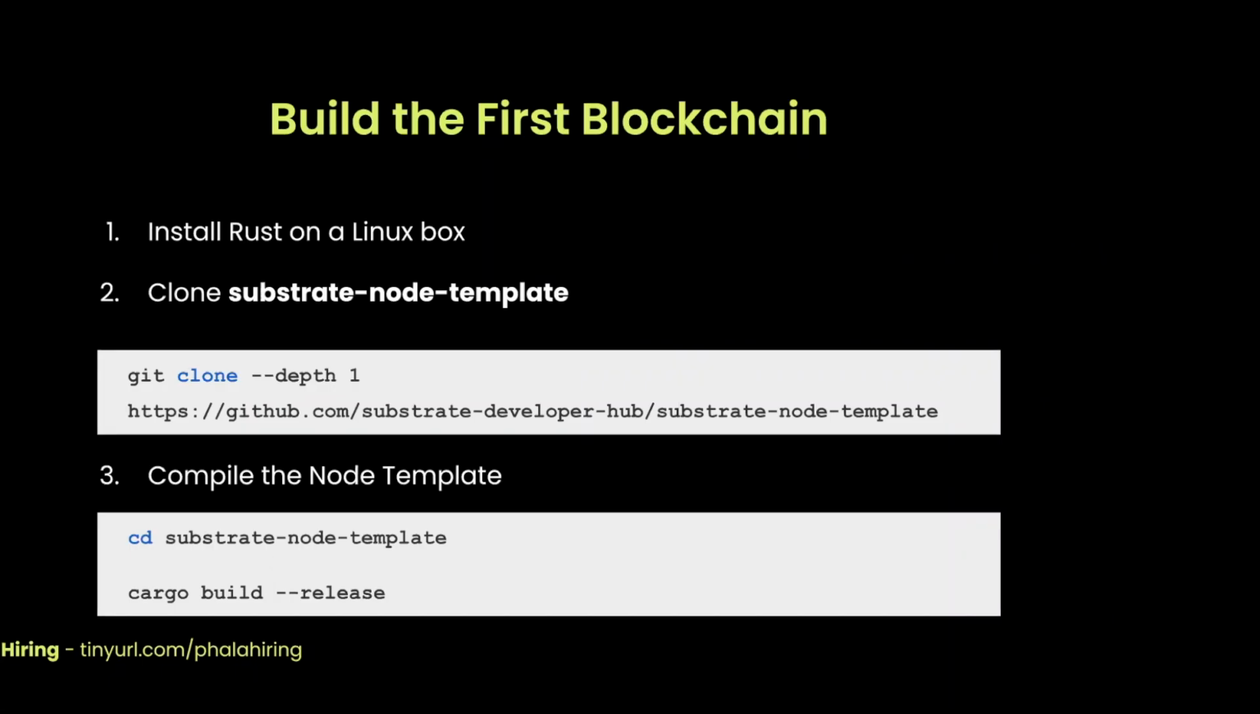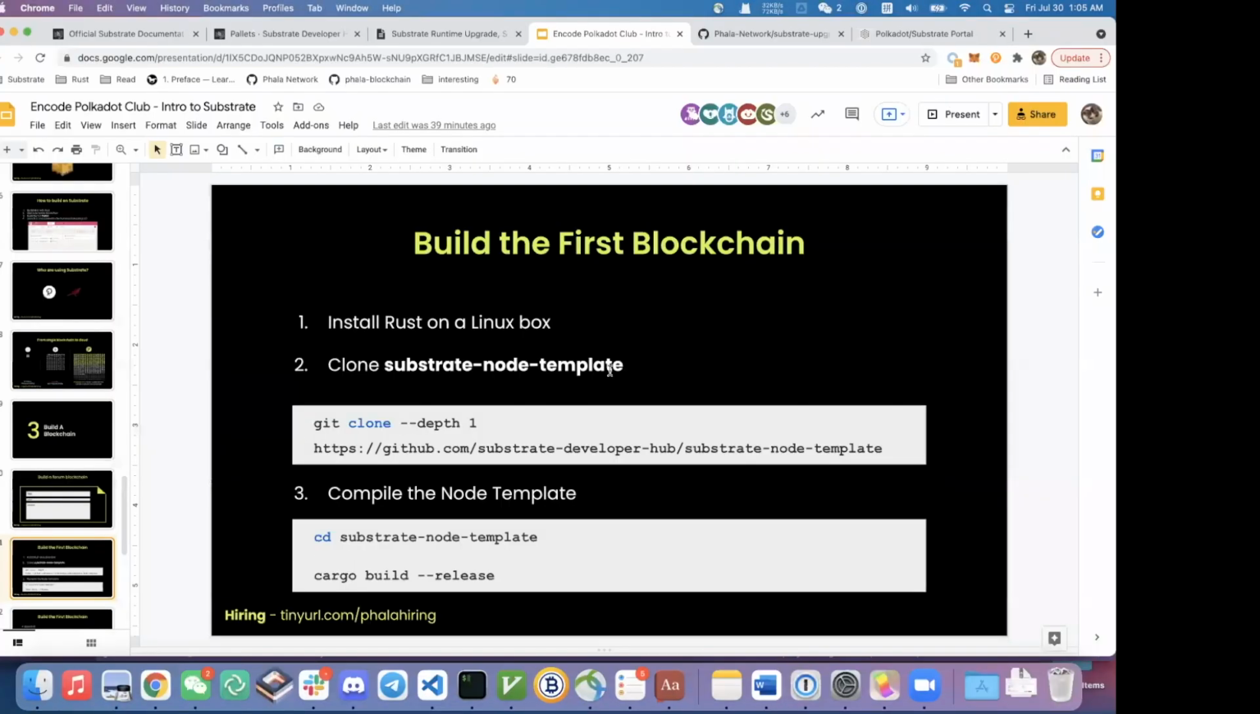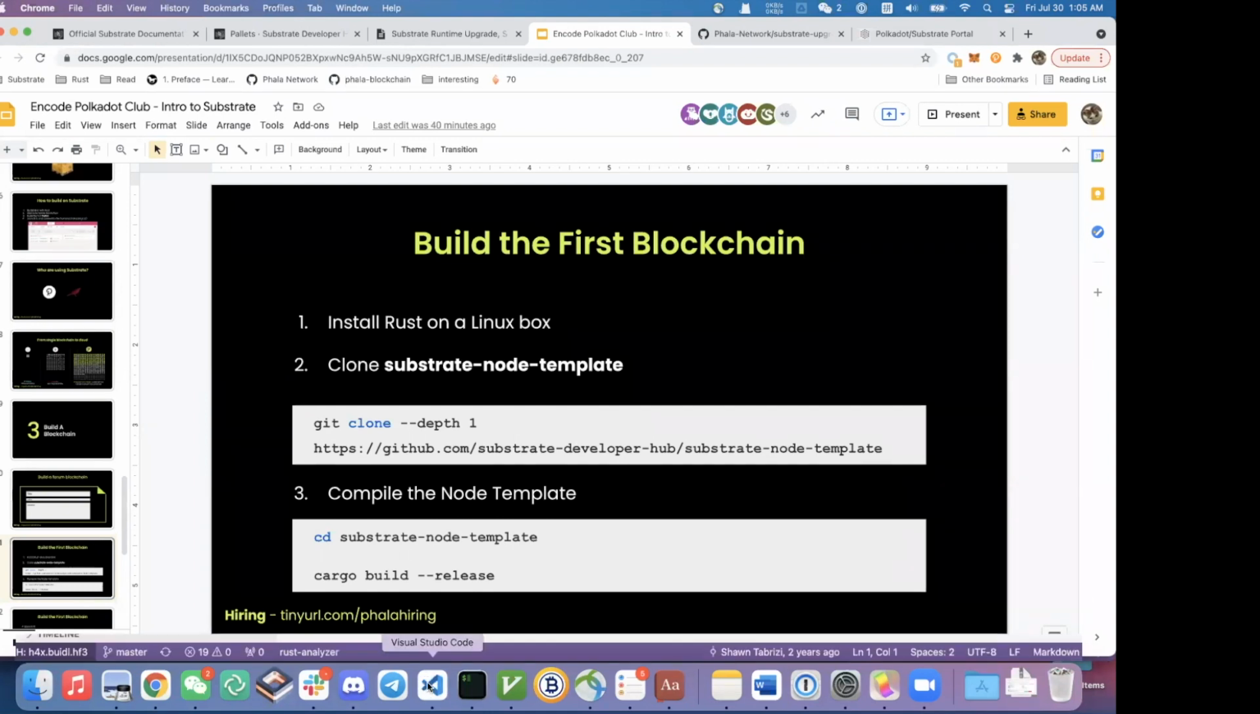To build the blockchain, we need to install Rust, and that's not part of this demo. We're going to start from the node template, and here's the command to clone the node template from Substrate Developer Hub. But just to save some time, we have already cloned the code here.